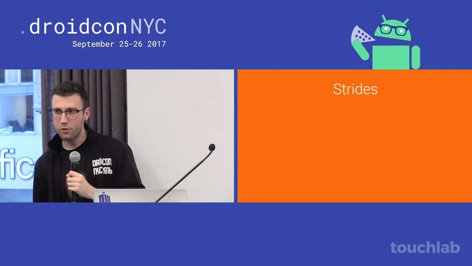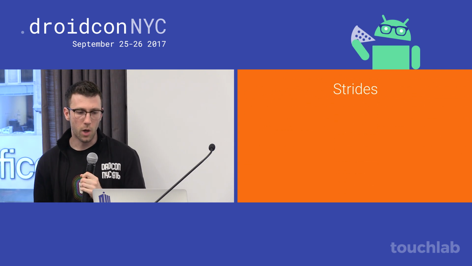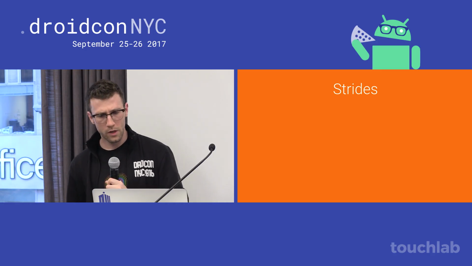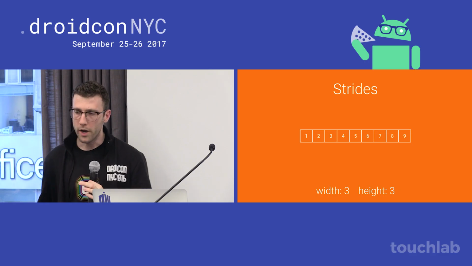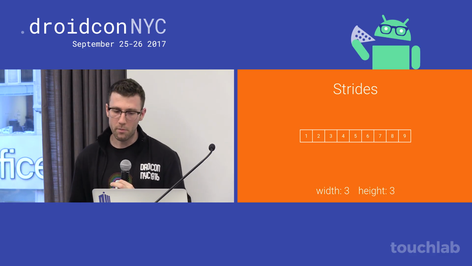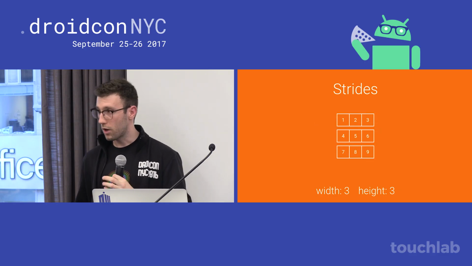So I want to talk about strides for a little bit. This is something that caused problems for me at first because I wasn't expecting it. When you get images delivered to you, they're going to be in one long byte array. And it's up to you to map that to a 2D representation for any processing that you want to do.